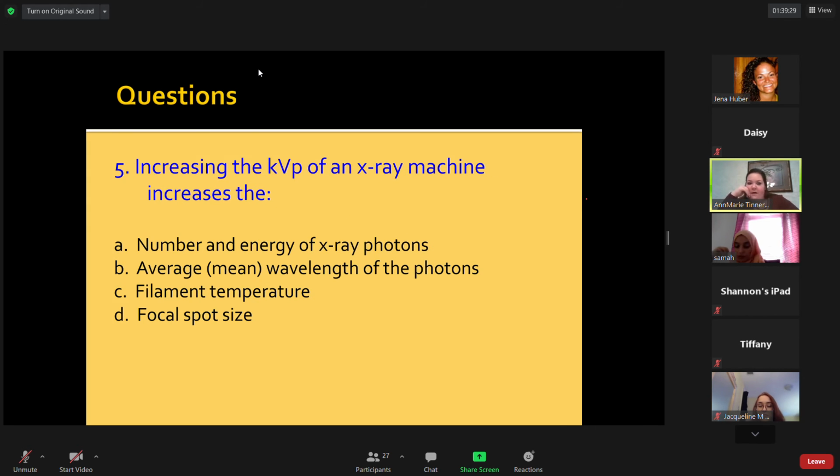All right, number 5, increasing the kVp of an X-ray machine is going to increase what else? The number and energy of the X-ray photons. Not the number, that was the quality. kVp has to do with the quality. So what would the answer be in this one? It's the average or mean wavelength of the photons, B. Yep.